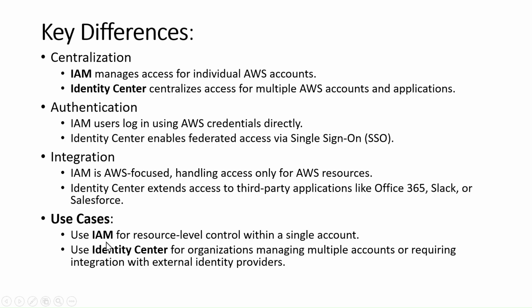Okay, use cases. IAM is for resource-level control within a single account. So we will have a single AWS account, and inside that account we can have multiple users. That I just mentioned, right? Initially we will have 200. If you want to create more, you need to take permission from the AWS support team. Identity Center is for organizations managing multiple accounts or requiring integration with an external identity provider too. So these are the major differences. Just choose according to your requirement.